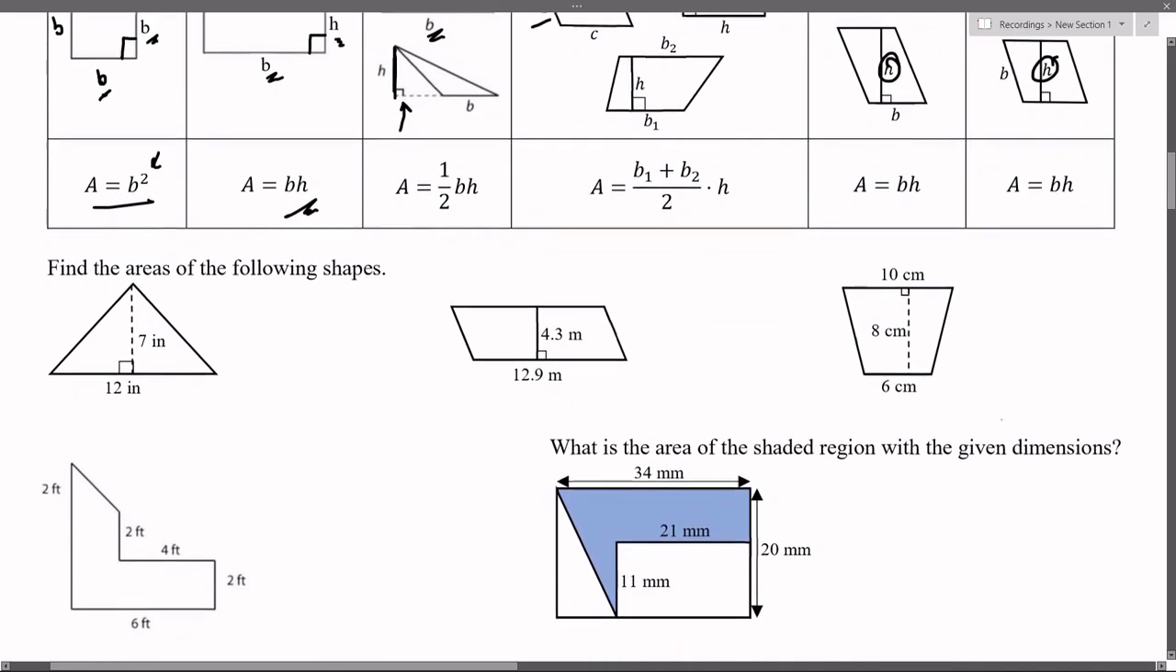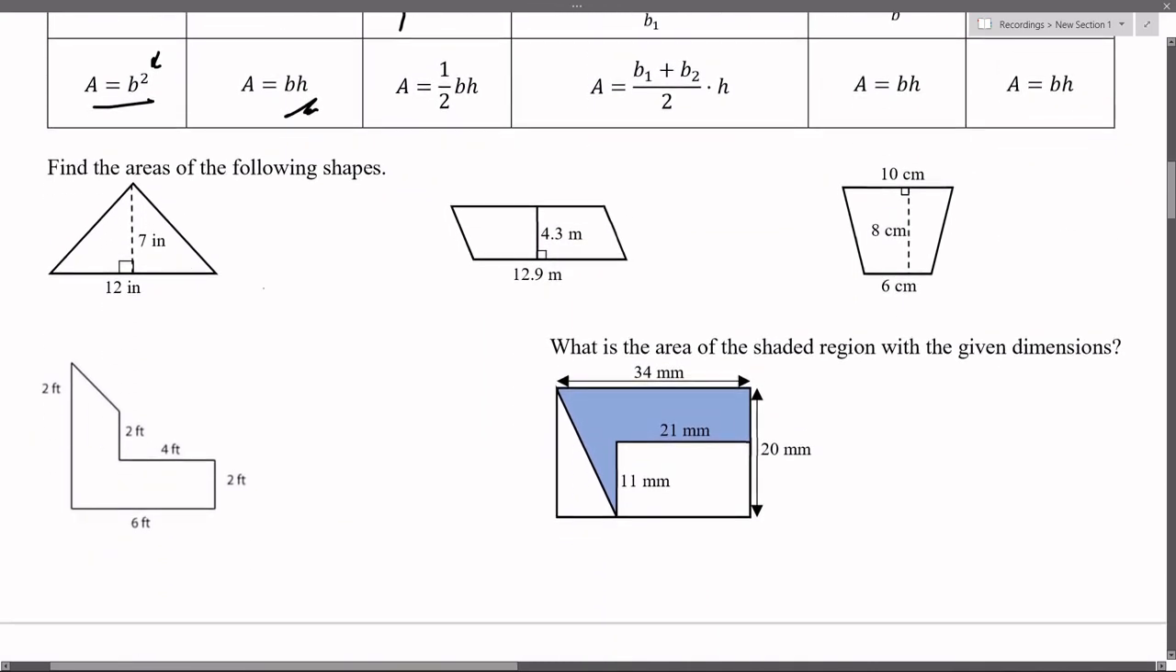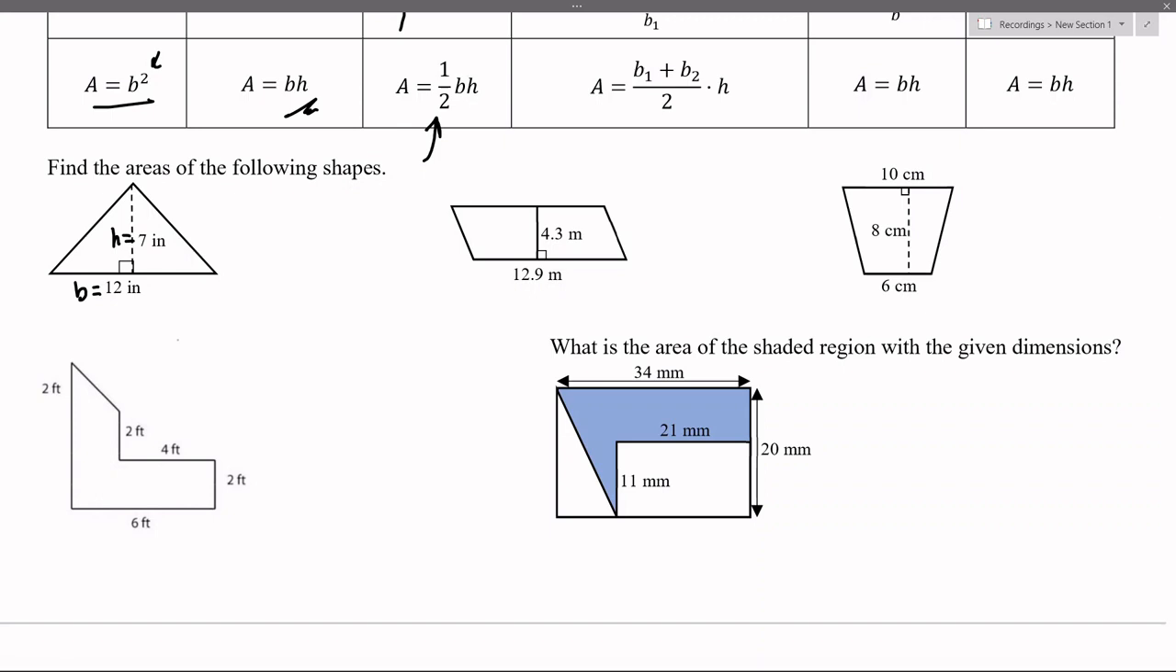Okay, let's see this in practice. So the areas of the following shapes. A triangle is this one right here. This is 1/2 base times height. The height here is 7, and the base is 12. We can see that because they're 90-degree angles from each other, and the base goes all the way across the bottom. The height goes straight up to the highest point.